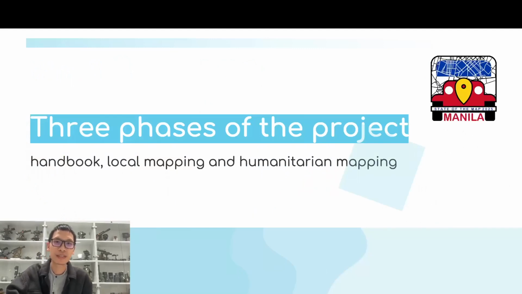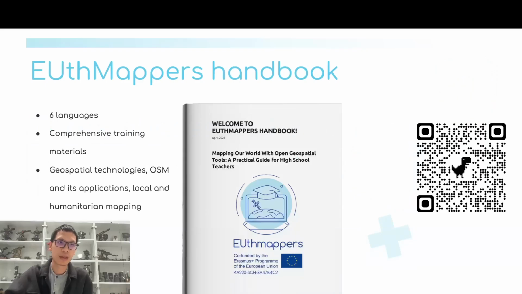There are three phases of the project. The first is developing the handbook. The handbook provides comprehensive training materials, including geospatial technology, OpenStreetMap and its applications, local and humanitarian mapping, and has been translated into 6 languages.